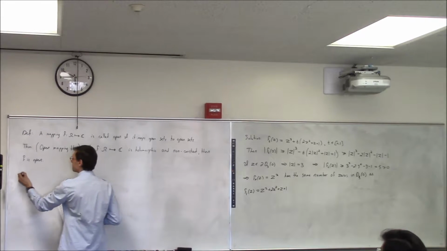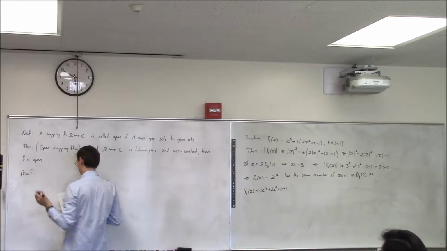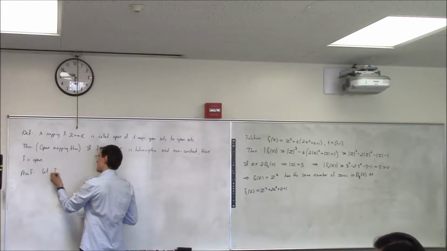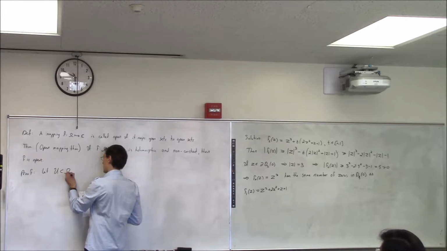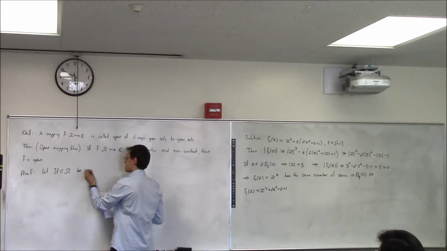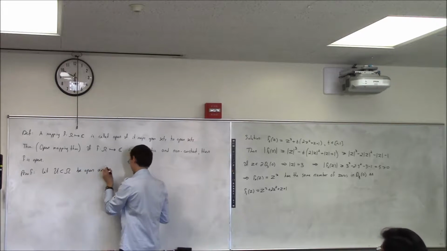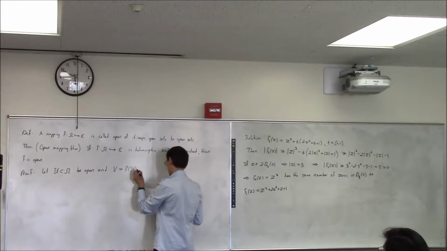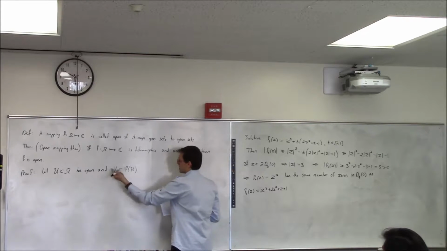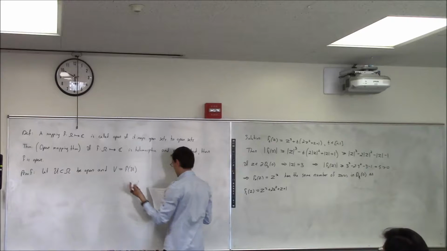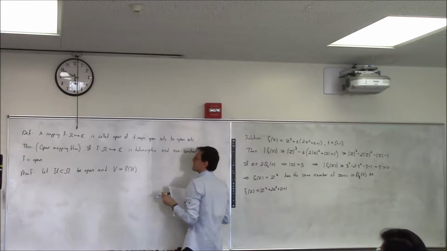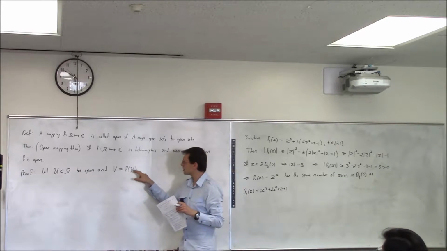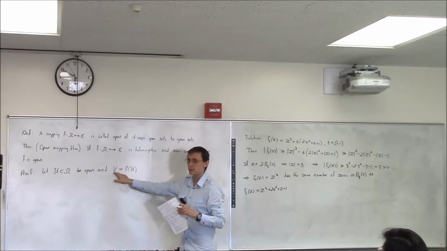Proof. So let U, a subset of omega, be open, and V, which is equal to f applied to U, just the image of U under f. So what do we want to show about the set V? We want to show it's open, right? We want not the inverse. The inverse is another thing, right? So we want to show that this set V is open.